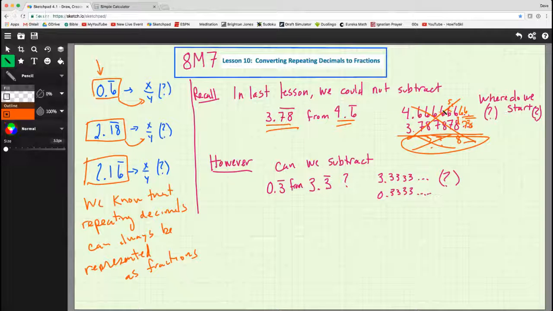If any of you want to experiment with trying to subtract these two numbers, feel free to go ahead and do so, but I think you're going to find out that it's very difficult to do. You don't know, where do you start? How far to the right do you start?